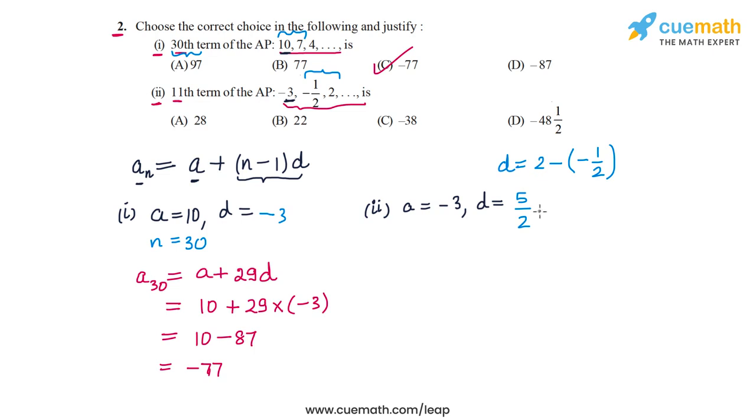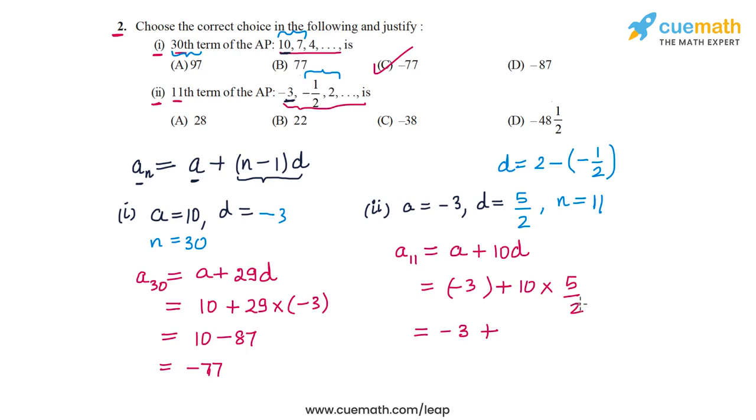And what we have to do is calculate the 11th term. So n is equal to 11. Now a_11 is what we have to calculate. a_11 is equal to a plus (n minus 1), or 10 times d, a plus 10d. So a is -3, and then we have 10 into d. d is 5 by 2. Okay, and now what do we get? So we get -3 plus 2, and this leaves 5. So 5 into 5 is 25. So -3 plus 25 is 22. So the 11th term of the second AP is 22, which is option B. And that completes question number 2.